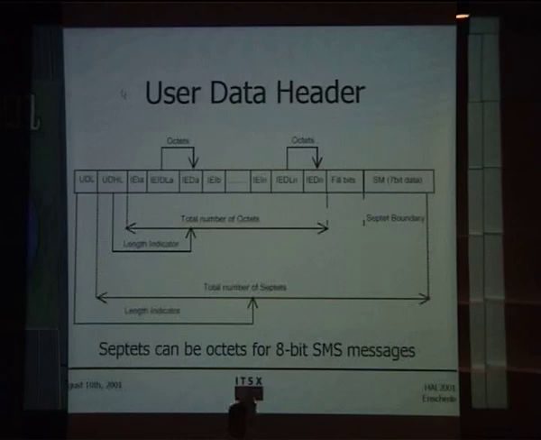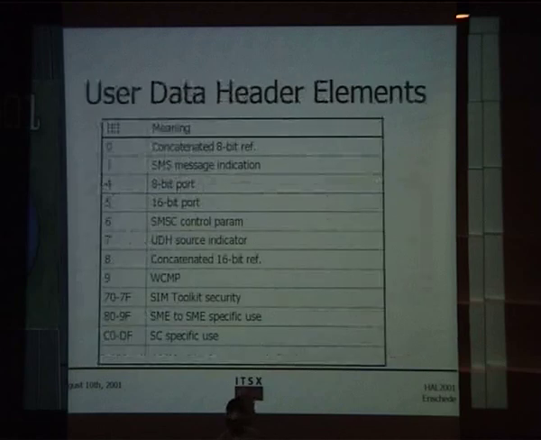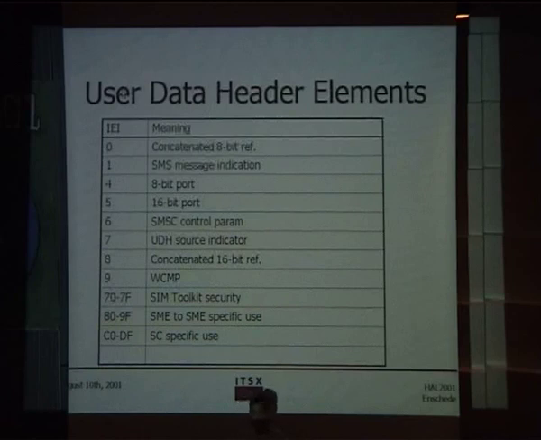So this type is used with the information element identifiers, and they have these meanings. First of all, you can send concatenated messages. So this is like fragmentation in IP. You can send more messages, also in IP, of course, that get reassembled in the mobile station at the end.